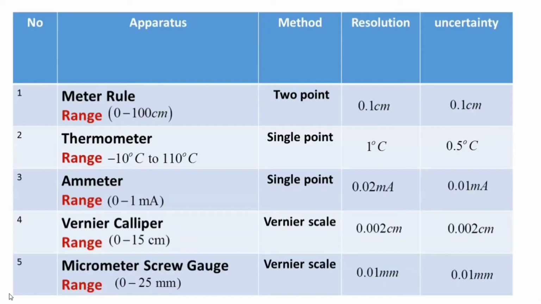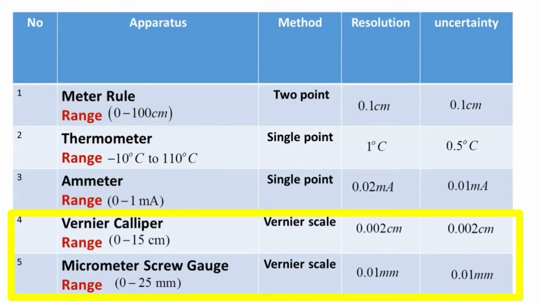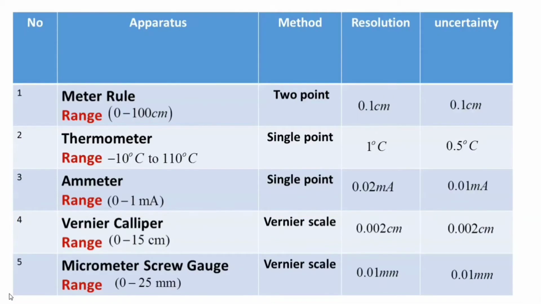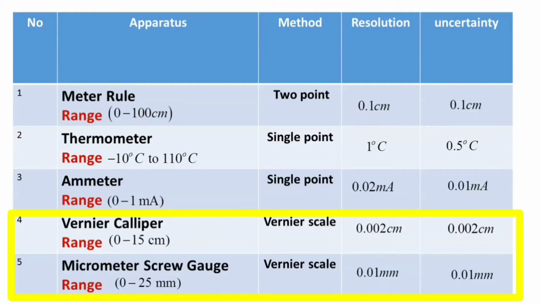For vernier and micrometer screw gauge, the uncertainty is just going to be equal to the smallest unit on the scale.